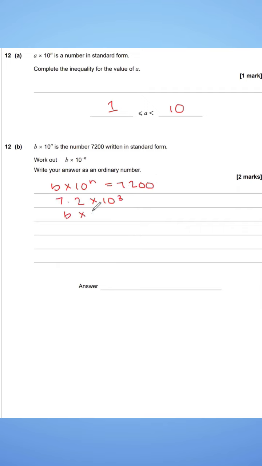We have to work out the value of B times 10 to the power of negative n. So that would be 7.2 times 10 to the power of negative 3, which is equal to 0.0072. So our answer is 0.0072.